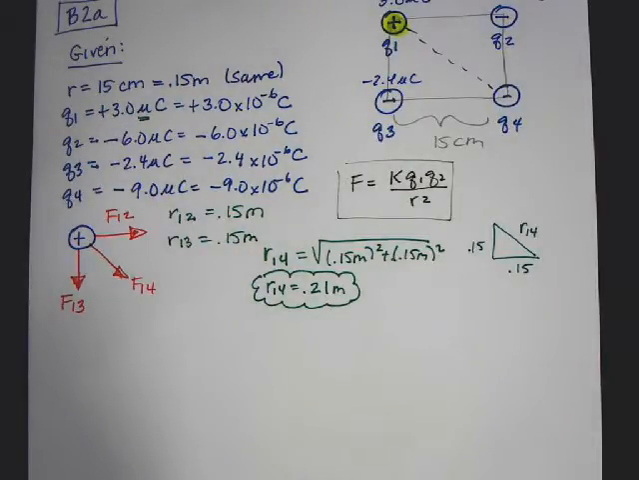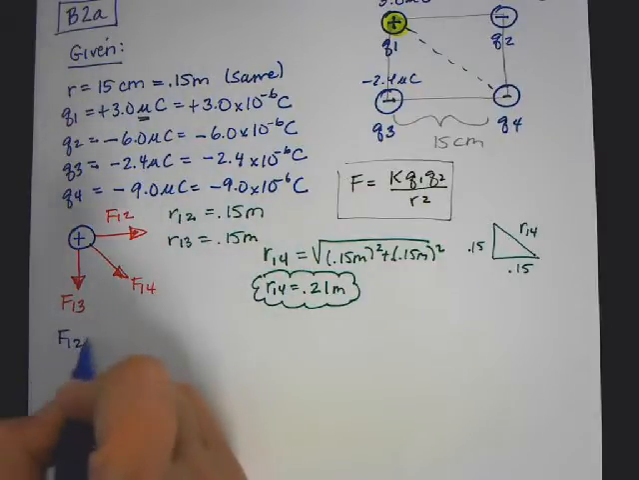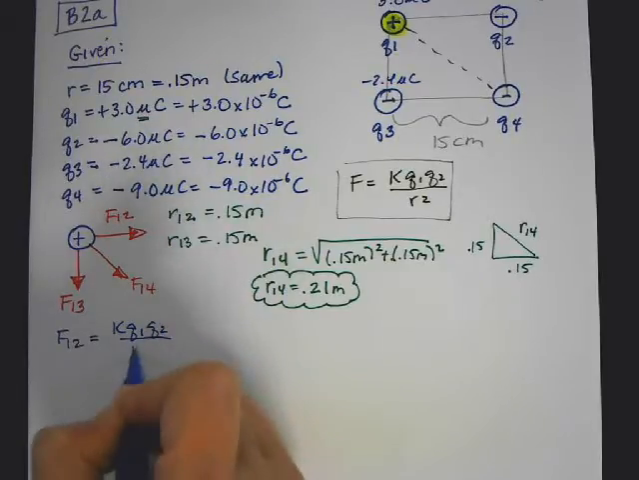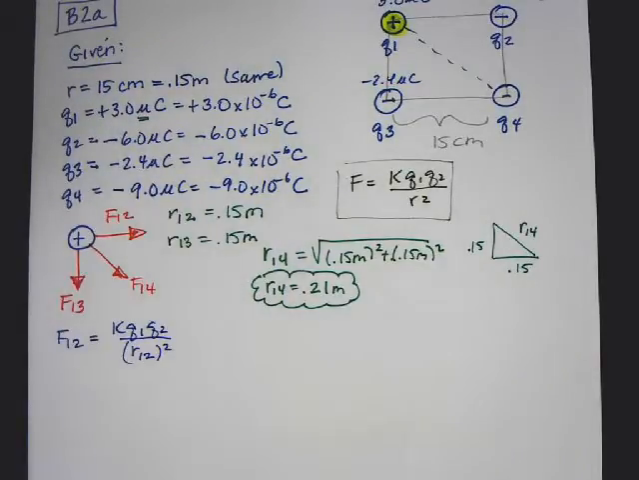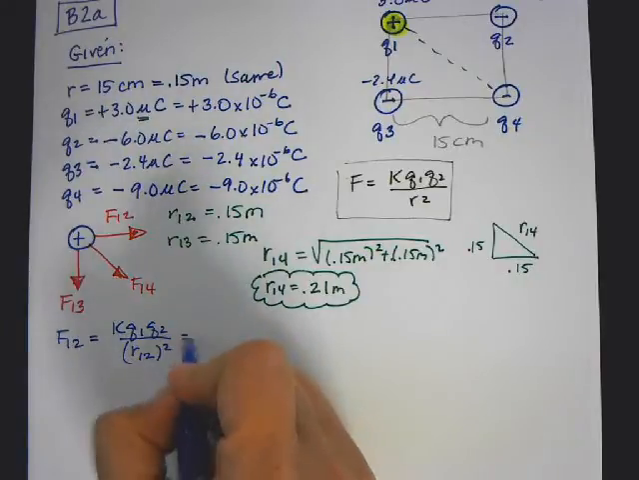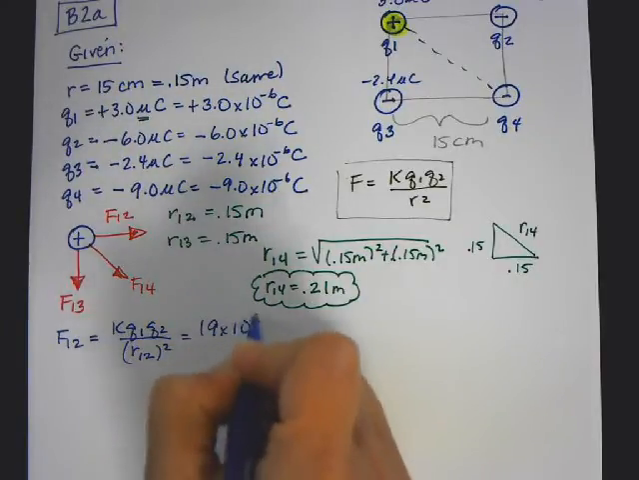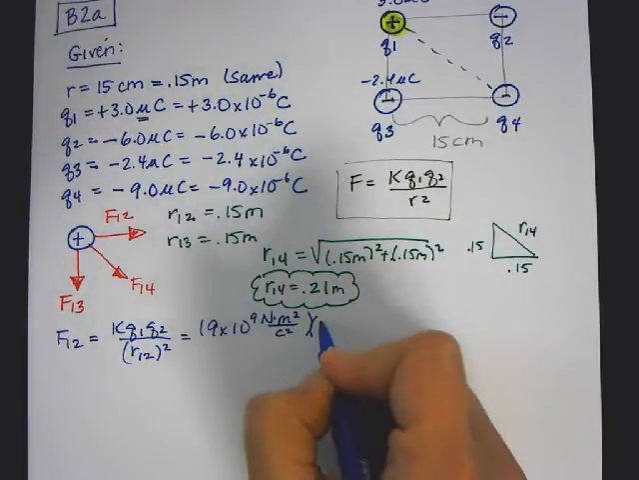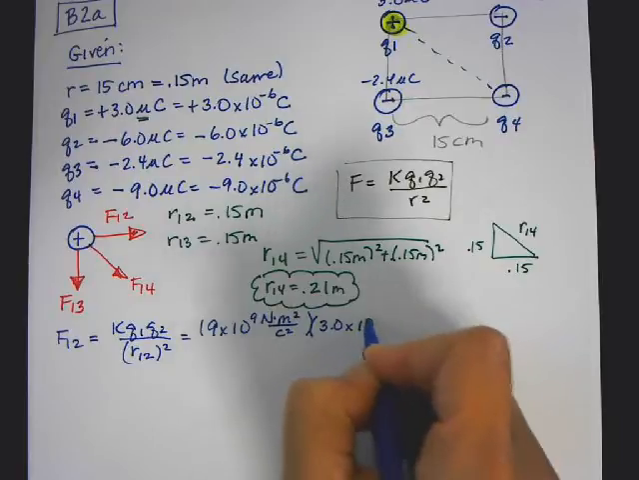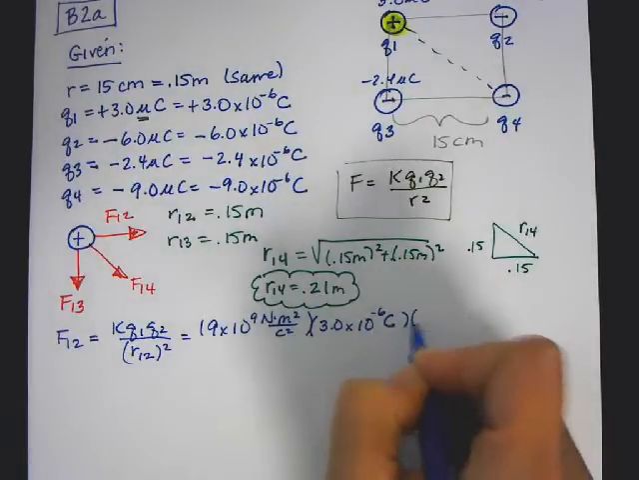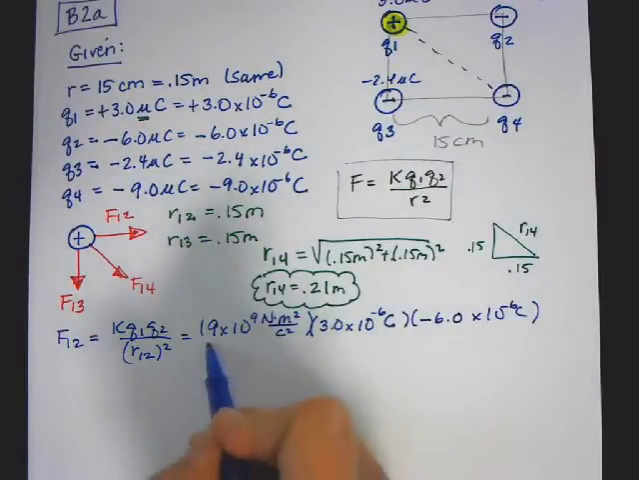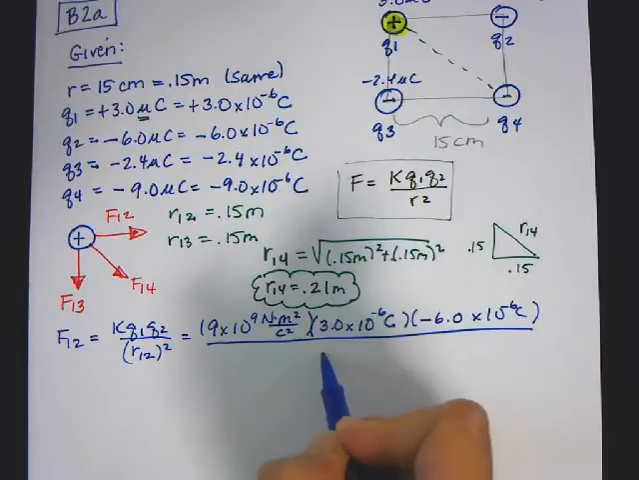Okay? So first, let's start with F12. F12 is equal to K, Q1, Q2 over R12 squared. So that's going to be 9 times 10 to the 9 Newton meter squared per Coulomb squared times 3.0 times 10 to the negative 6 coulombs times negative 6 times 10 to the negative 6 coulombs divided by 0.15 meters squared.